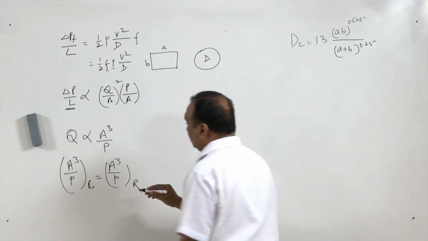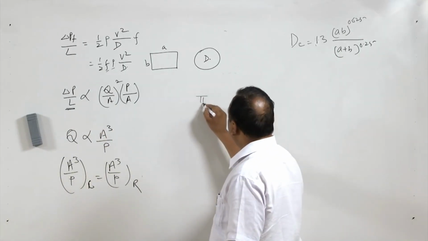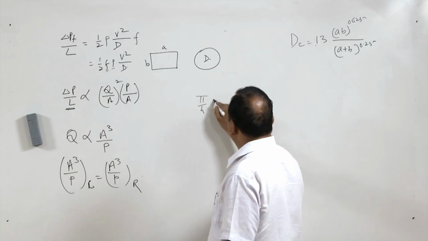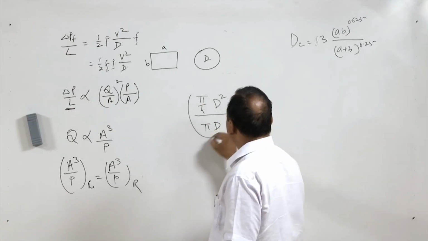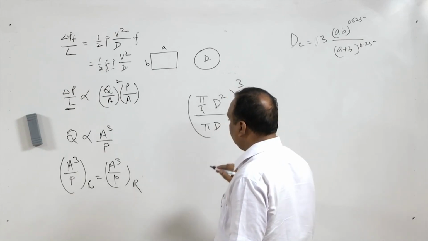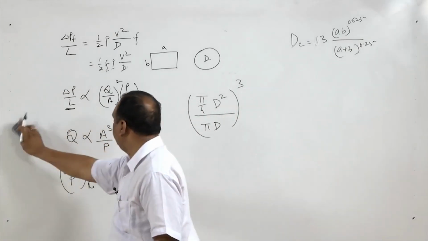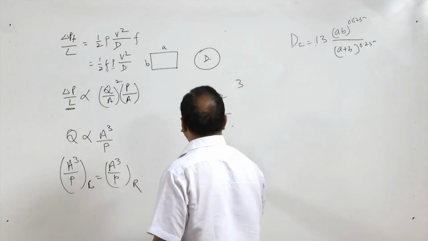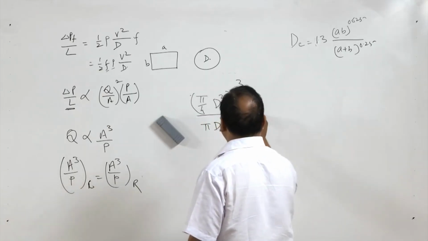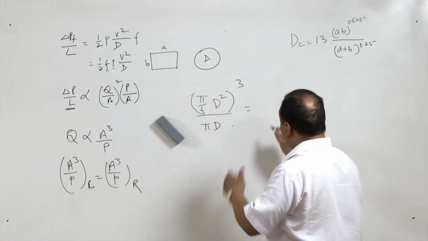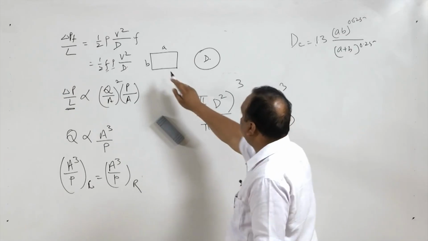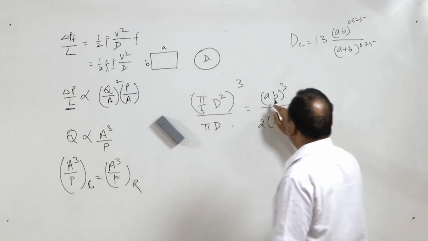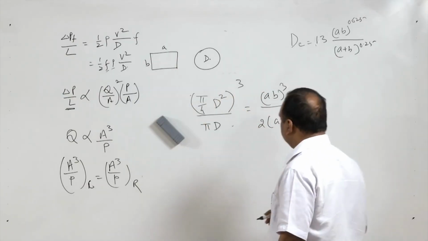Now further, A cube is pi by 4 D square divided by pi D cube. Sorry, no, it is not this cube, it is A cube. So A cube is equal to A cube B cube divided by 2 times A plus B. This is the perimeter of this rectangular duct, and this is the cross section area of the rectangular duct.